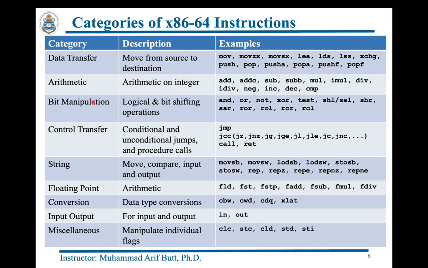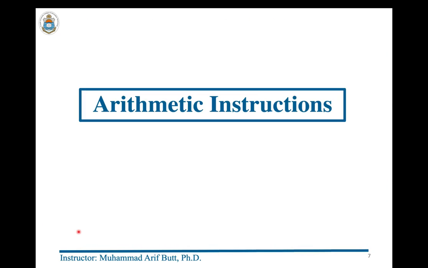The other categories are bit manipulation instructions that include logical and bit shifting operations, control transfer instructions that include the unconditional and conditional jumps, as well as the procedure calls. And then we have the string manipulation, floating point arithmetic, IO, and some miscellaneous instructions. Okay, so this is the summary and the quick recap. And let us start with some basic integer arithmetic instructions today.